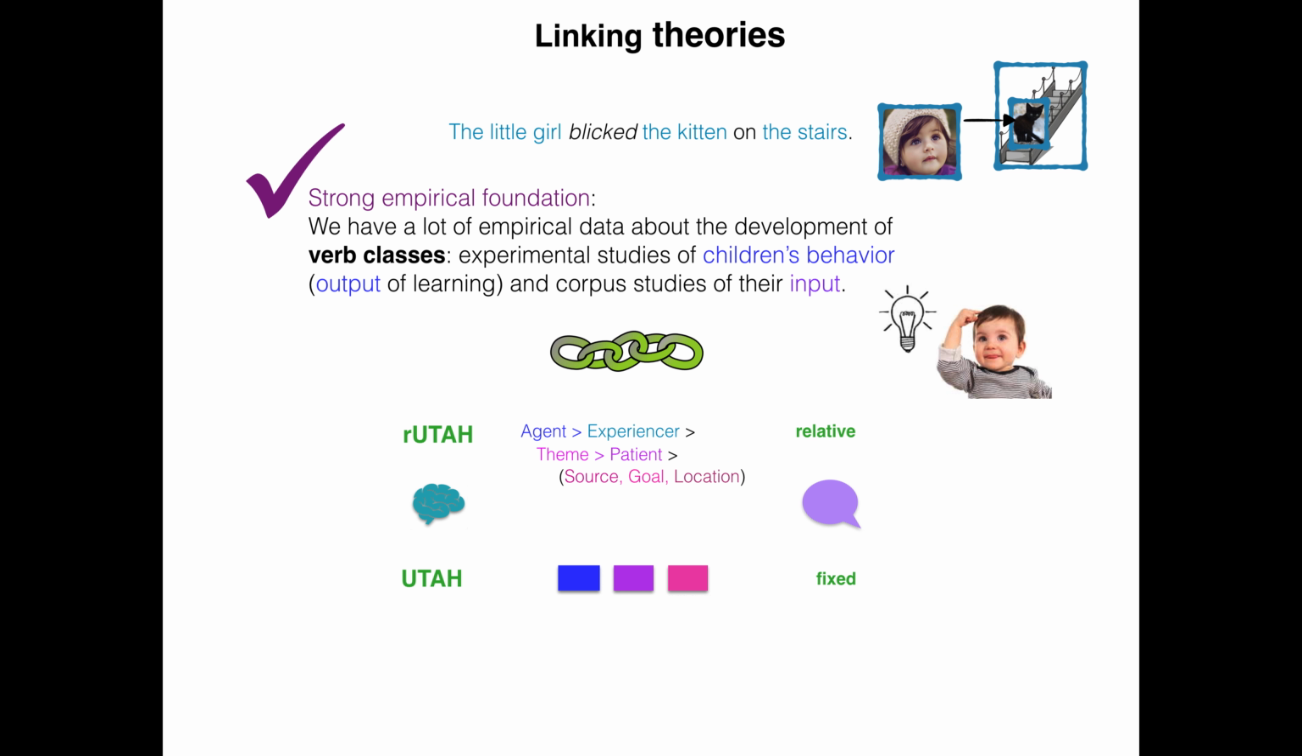So the good news for verb classes is that we have a really strong empirical foundation. We have a lot of empirical data about the development of verb class knowledge. We have experimental studies of children's behavior, which would be the output of learning, and corpus studies of their input. So what is the input to learning?